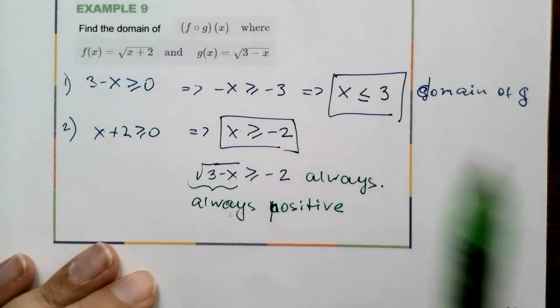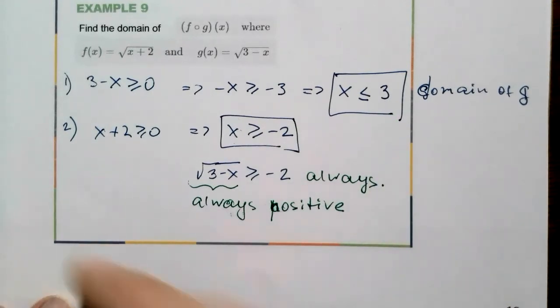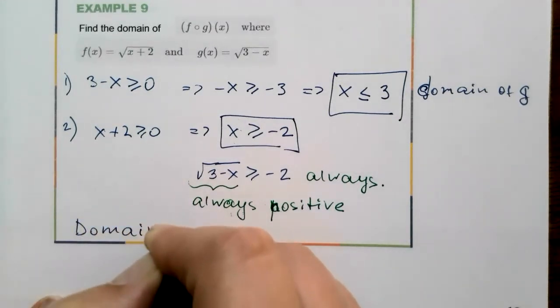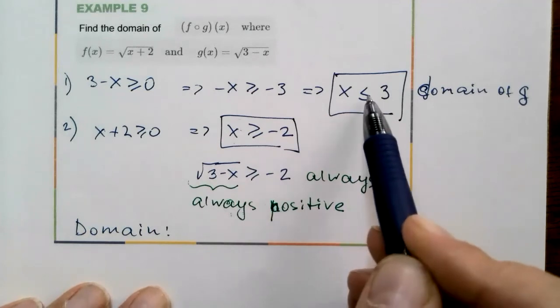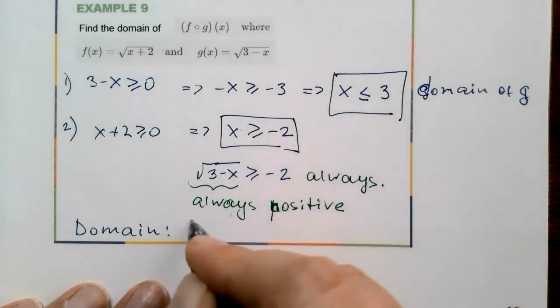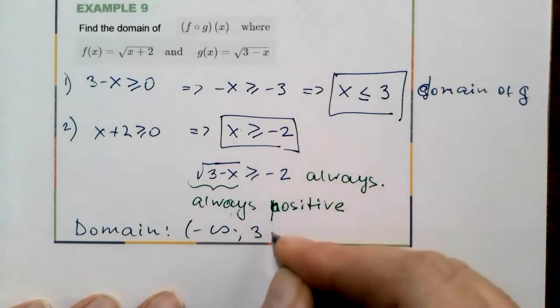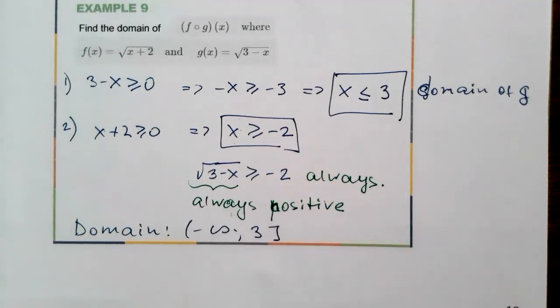So our final answer, the domain, is x should be less than or equal to 3. So from negative infinity to 3, including 3. And that's the answer for this problem.